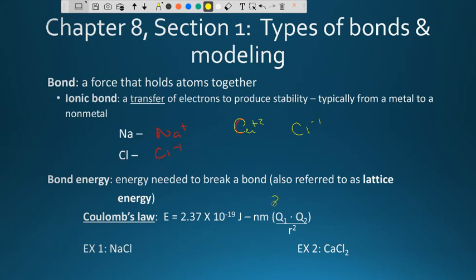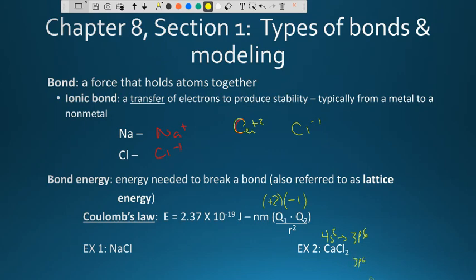Okay, so my multiplier here is a +2 and a -1, and since they're both going to end up, calcium is going to go from the 4s down to the 3p6 level, going to get rid of those 2 electrons, and then my chlorine is going to go up to a 3p6.